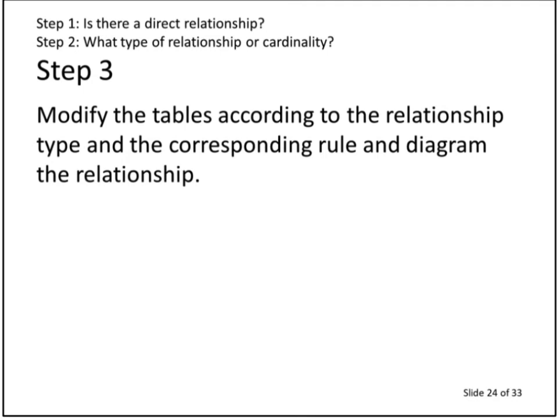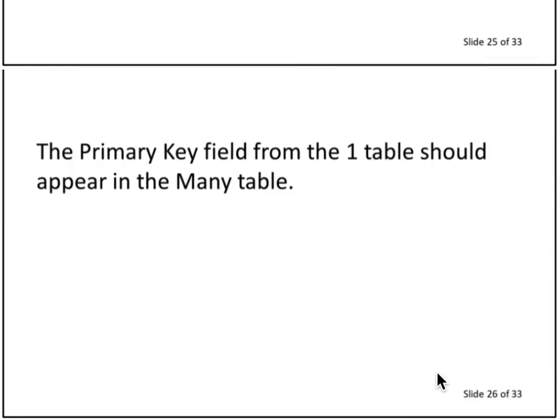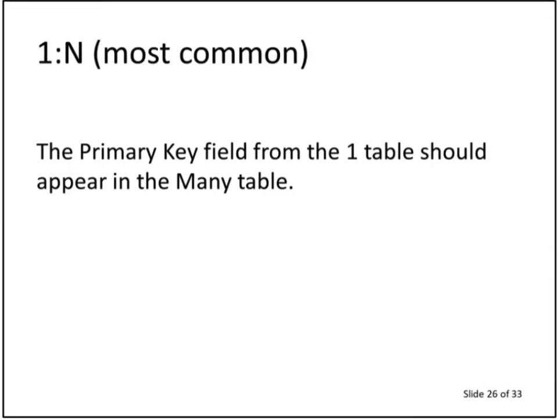Again, step 1 is determining if there's a direct relationship. Step 2 is determining what kind of a relationship it is, and step 3 is the step in which we modify the tables according to the relationship type and corresponding rules, and then we diagram the relationship. Firstly, a little bit of review. Here are the types of relationships: one-to-one, one-to-many, and many-to-many. Now, the most common relationship we're going to see is one-to-many. So we'll cover that first.